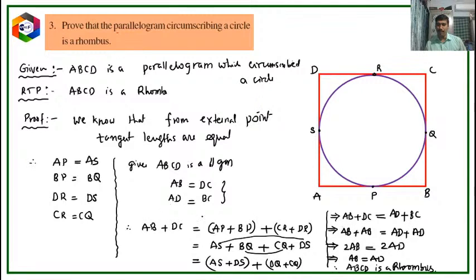But we know that it is a parallelogram, opposite sides are equal. AB and DC are opposite, so DC again replacing with AB and BC again replacing with AD. 2AB equal to 2AD. Therefore AB is equal to AD. AB and AD are adjacent sides of a parallelogram. Therefore it is a rhombus.